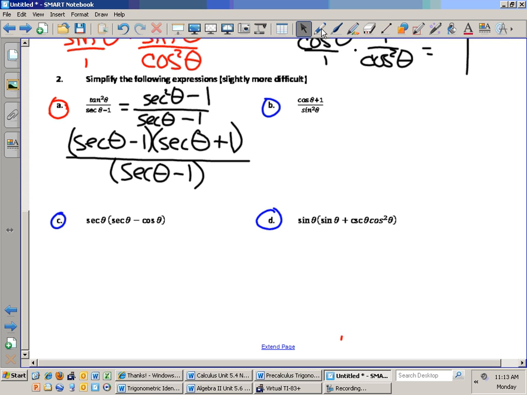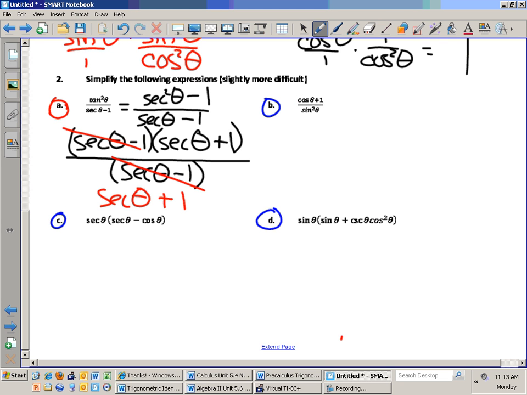I have to factor it. In order to cross stuff off, you have to write as multiplication. I do have two pieces written as multiplication. The secant of theta minus 1 and the secant of theta minus 1 cross off. I'm left with secant of theta plus 1. That's what that reduces to. So that's new. You haven't seen that trick before, so to speak.